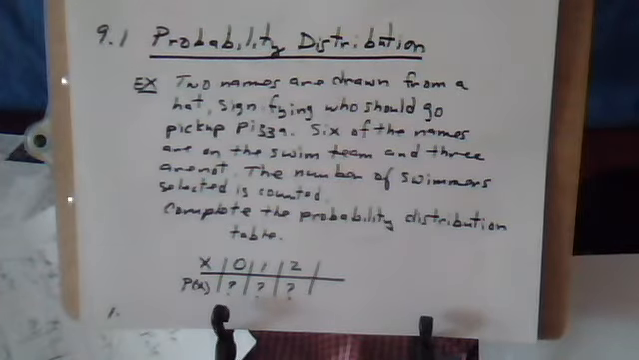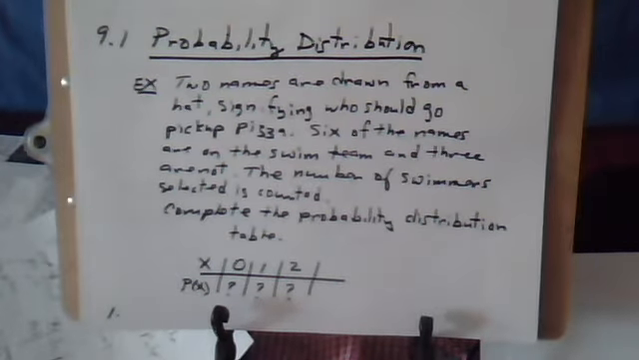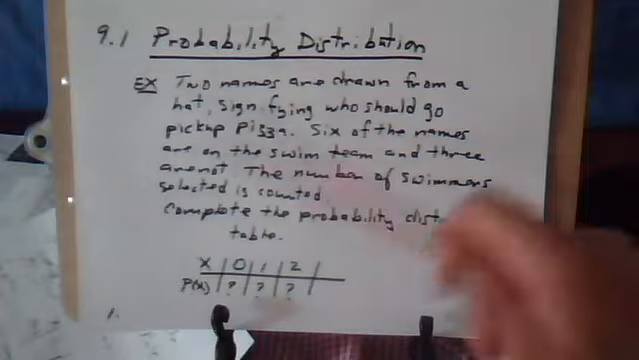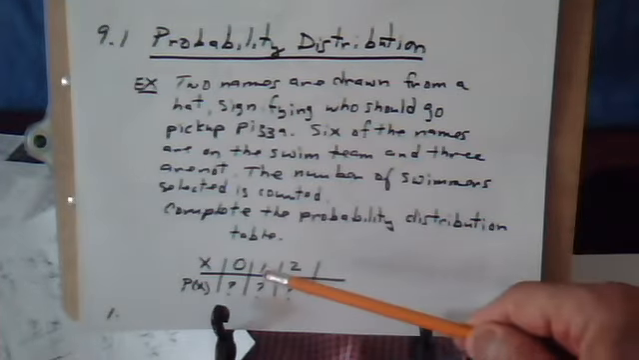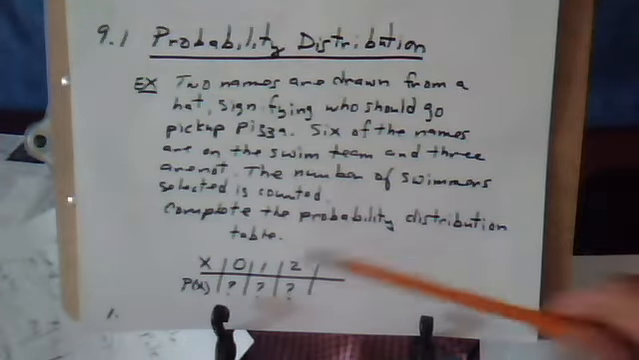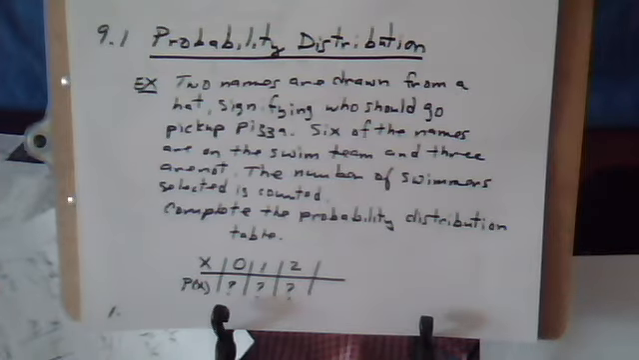The problem says two names are drawn from a hat, signifying who should pick up pizza. 6 of the names are on the swim team and 3 are not. The number of swimmers selected is counted, so we're going to concentrate on the swimmers. This story is about the swimmers. 0 swimmers are picked, 1 swimmer is picked, 2 swimmers are picked. We stop at 2 because 2 names are going to be picked.